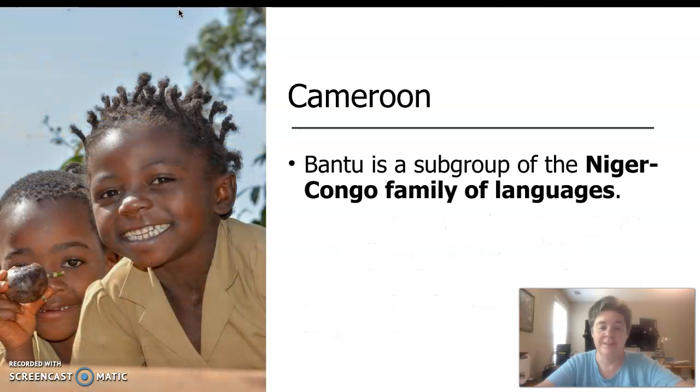Bantu, look at this little girl, isn't she sweet? Bantu is a subgroup of the Niger-Congo family of languages. Most of you, I think, realize now that we can boil all the languages in the world down to about 4 or 5 that we started with, and the Niger-Congo family is one of those.